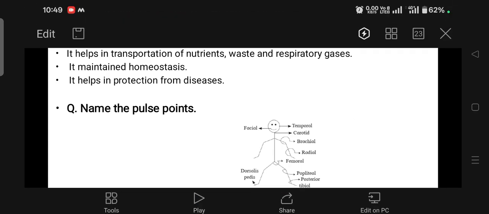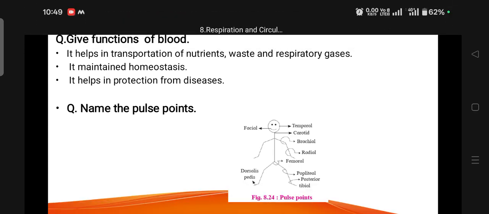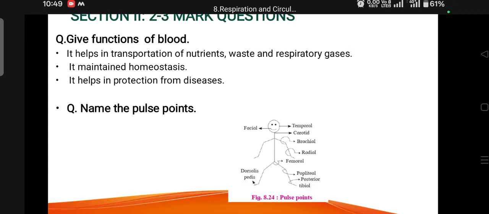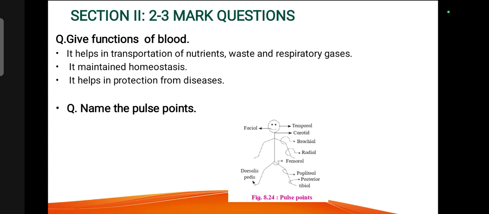Give functions of blood. It helps in transportation of nutrient, waste and respiratory gases. It maintains homeostasis. It helps in protection from diseases. Name the pulse point. Here I have given the complete diagram, but sometimes they ask facial, brachial and radial.